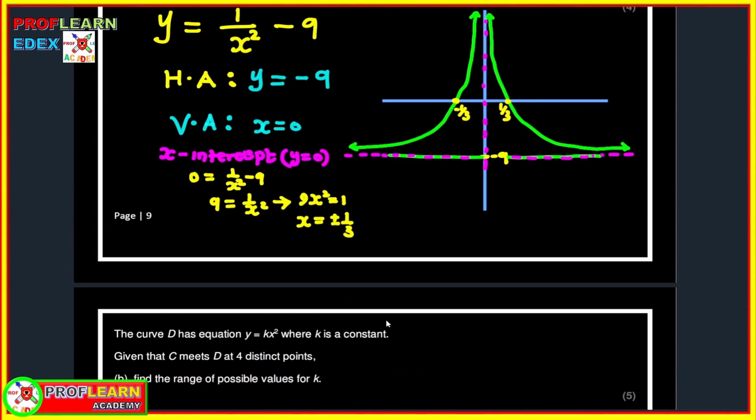The curve D has the equation y equals kx squared, where k is a constant. This is a quadratic equation. Given that C meets D at 4 distinct points, D meets the curve C at 4 distinct points. Wow, those are many points. So how is this graph going to look, because D is a quadratic equation? How is it going to be drawn so that it cuts the curve C in 4 points?